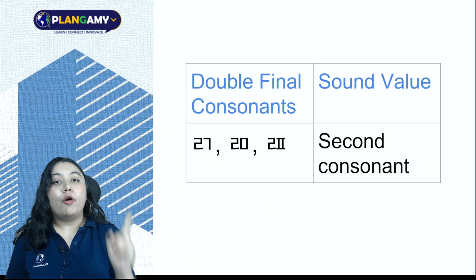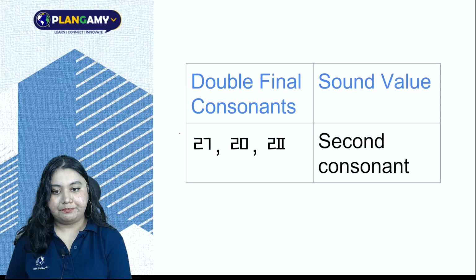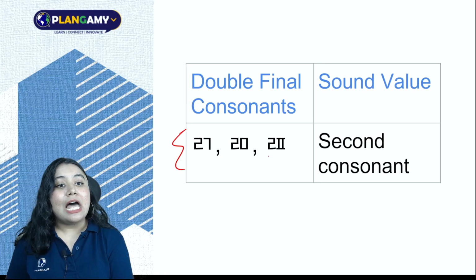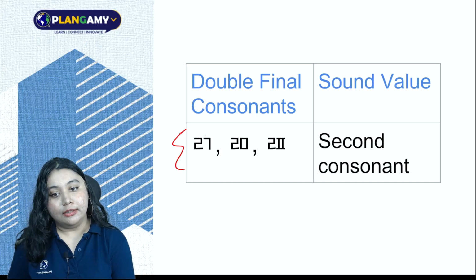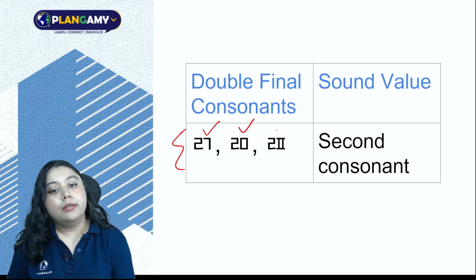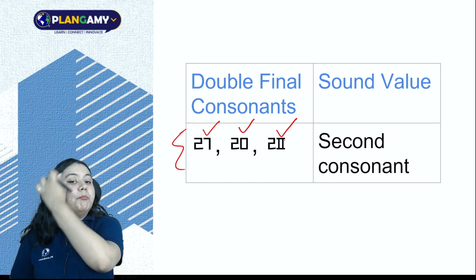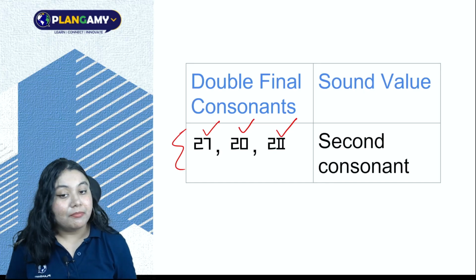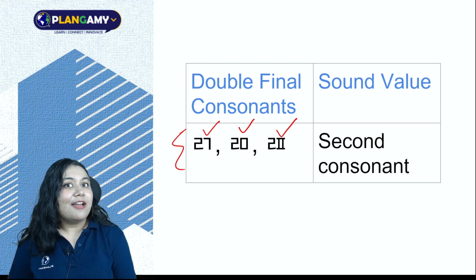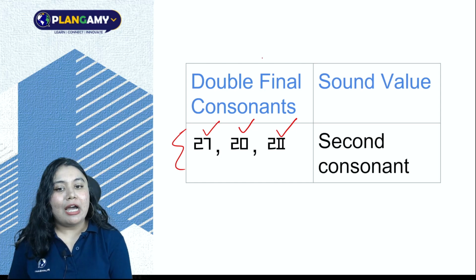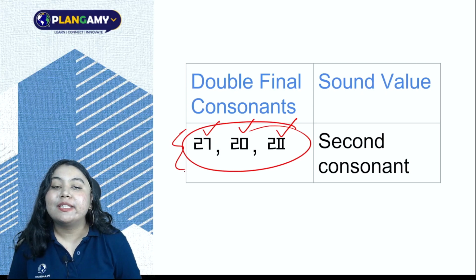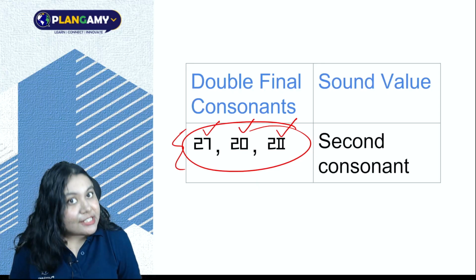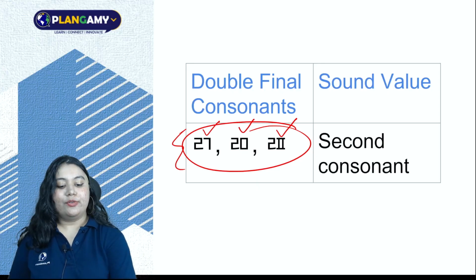For the rest of the 3 cases, only these 3 cases, the sound value of the second consonant is considered. So, l, gh is considered. L, m, l, p. But if you are having a hard time remembering all these groups, yes, it is a little hard, just remember these 3 cases. For all the rest of the cases, the sound value of the first consonant is considered. Let's see a few examples.